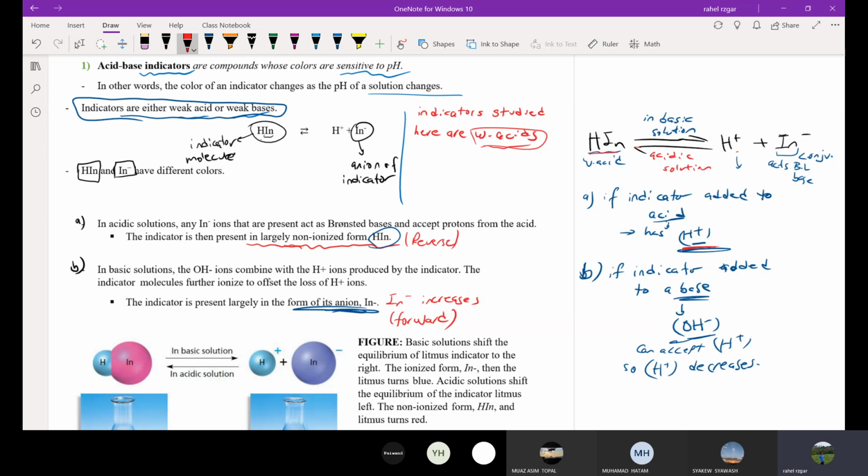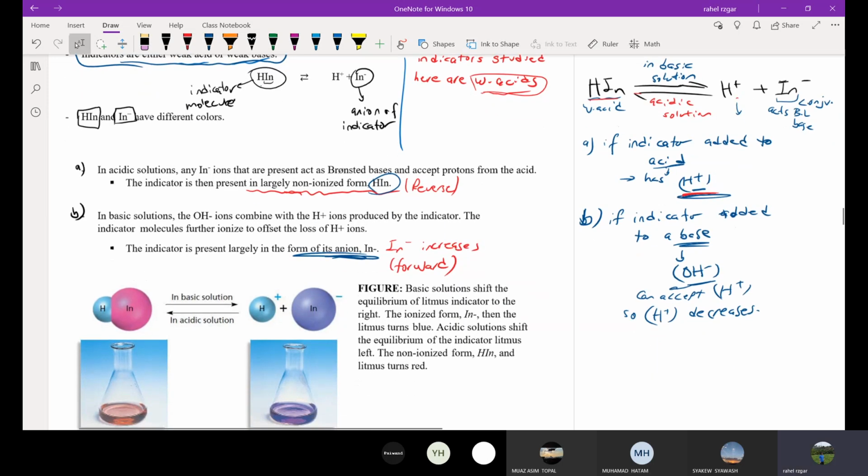So we have a couple of points here. First, put an indicator into an acid, shift to reverse, HIN increases, okay? Put an indicator into a base, shift forward, IN negative increases, okay? An example of this indicator is litmus.